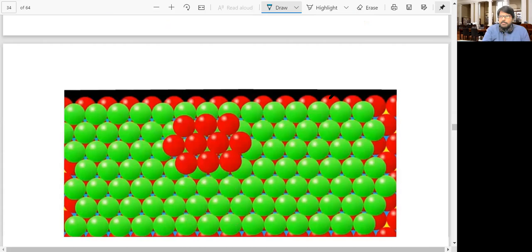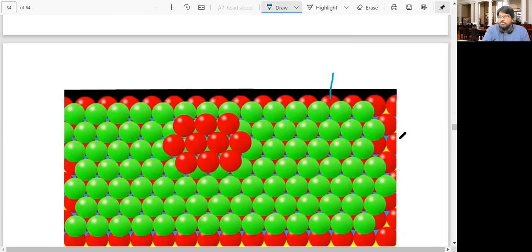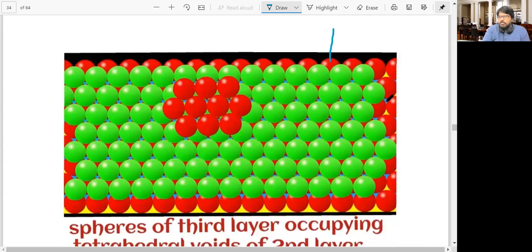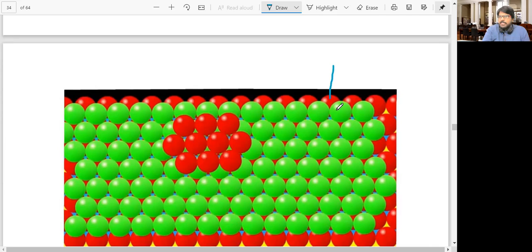And here these are the particles of the first layer. 2 types of voids are generated, here blue and yellow. Blue is a triangular void, yellow is also a triangular void. One type of triangular voids is covered by the particles of the second layer. Because of this, you can see here the yellow void is missing. And in fact, after placing the particles of the second layer, you are going to get 2 types of voids. This is an octahedral void, and this red color is called a tetrahedral void.